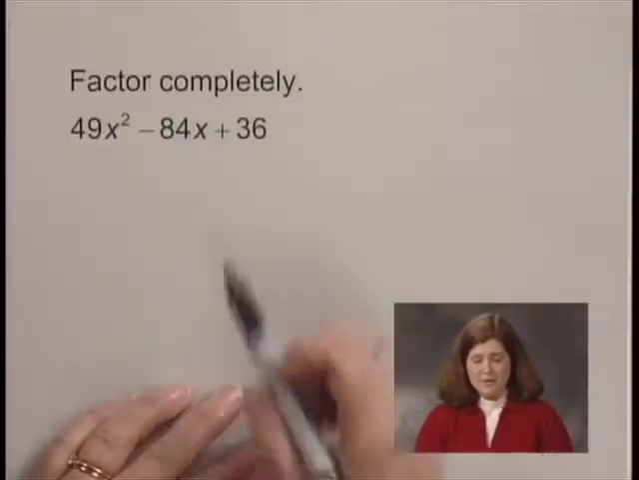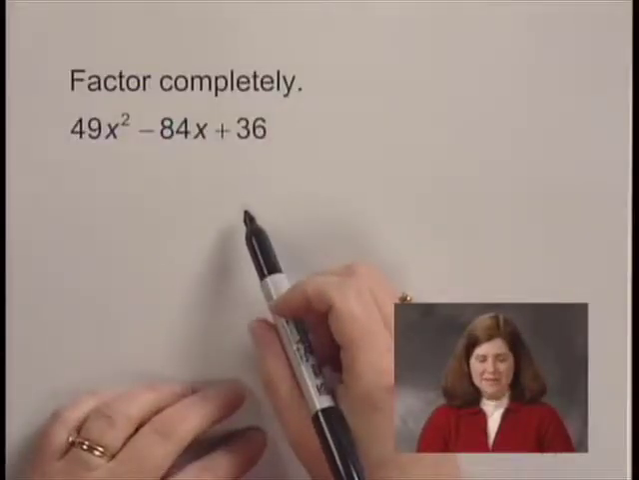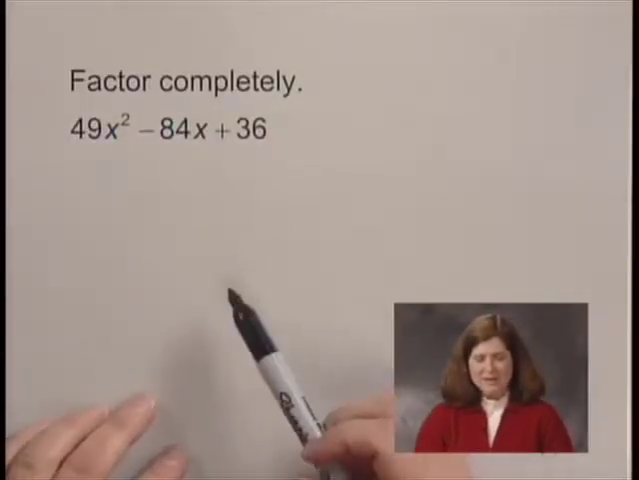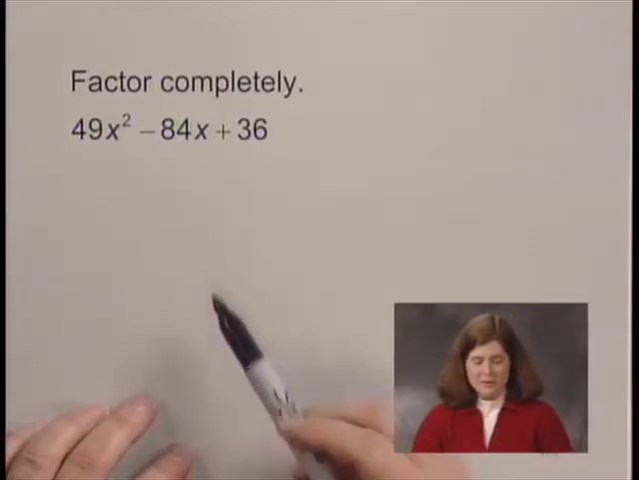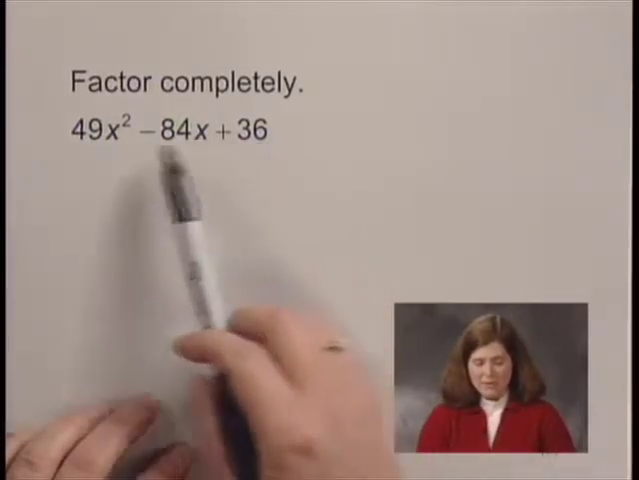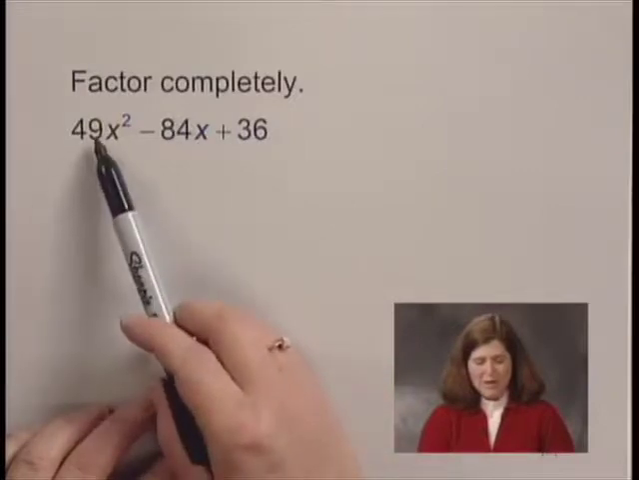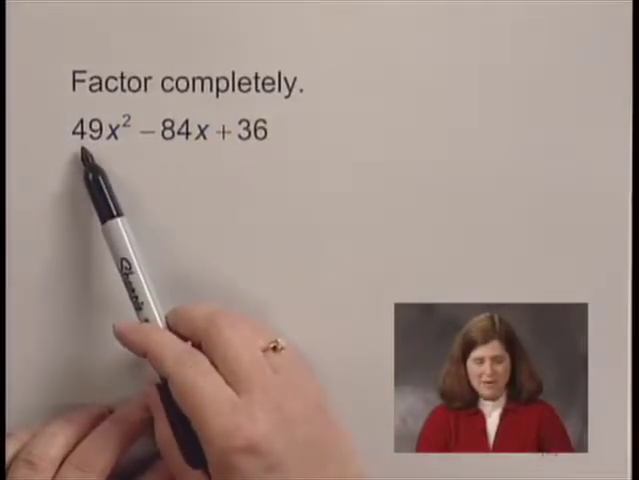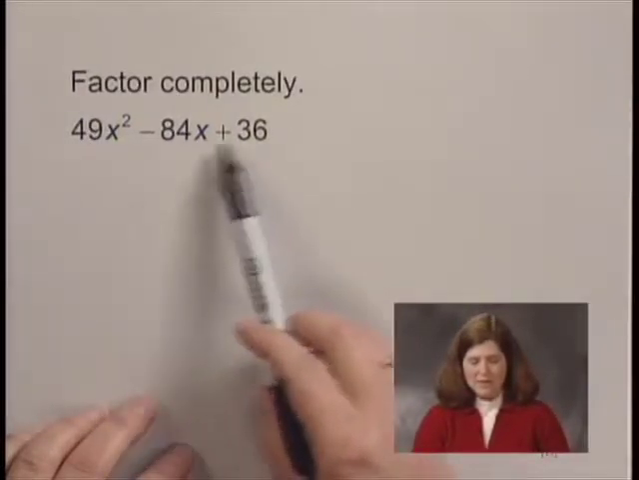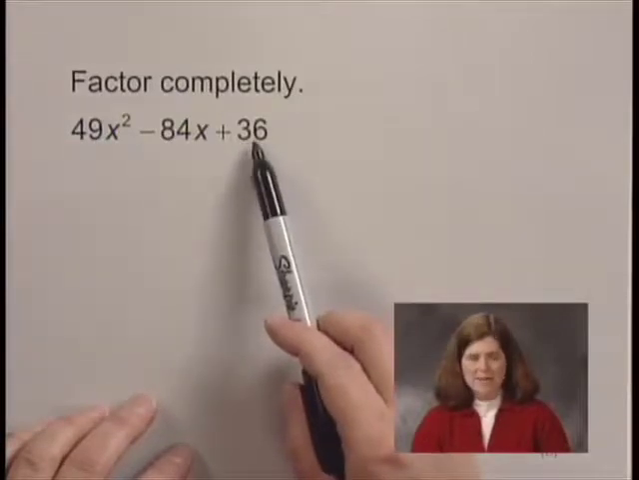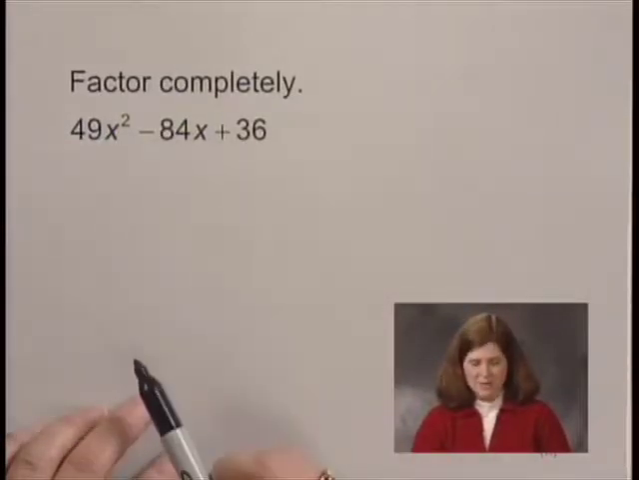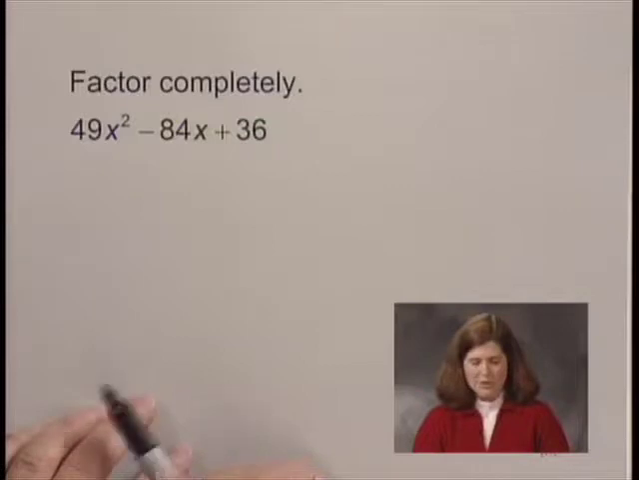In this problem, we'll factor a polynomial. We'll factor 49x squared minus 84x plus 36. The first thing I need to do is check to see if there are any common factors. These are larger numbers, but 49 is 7 times 7, and there are no factors of 7 in 36 that I can see, so there can't be any common factors for all three terms.